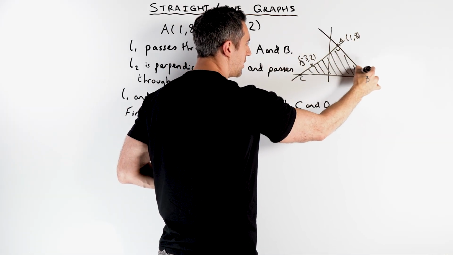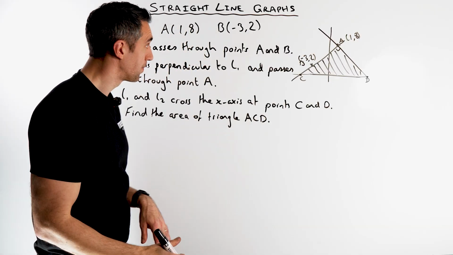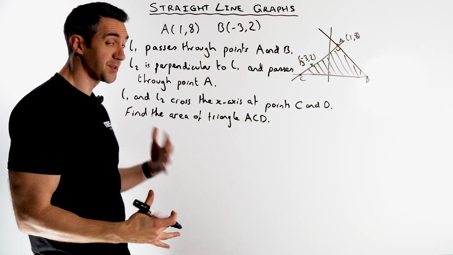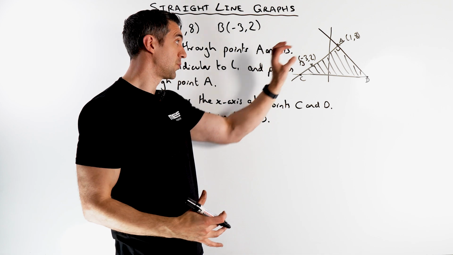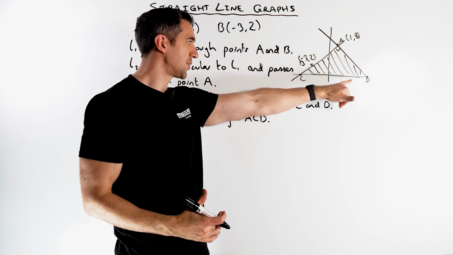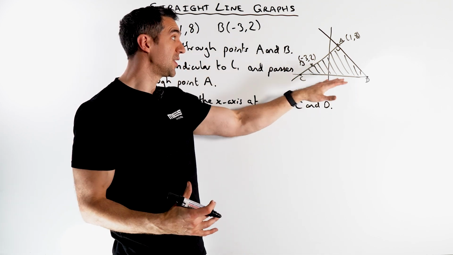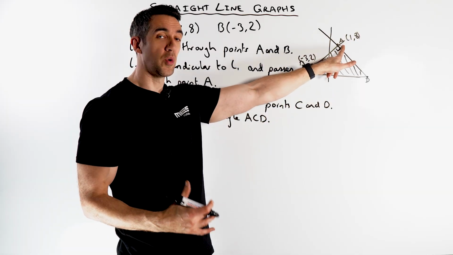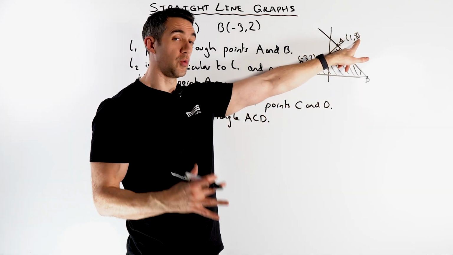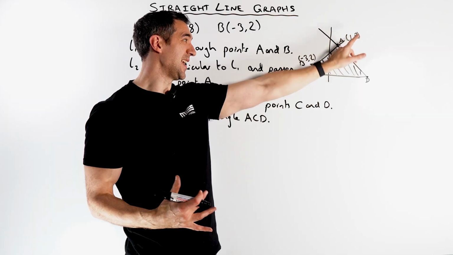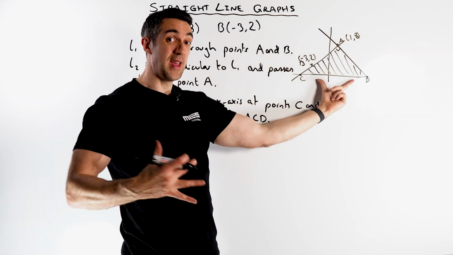So now we can start thinking about what we need to work out. Ultimately, to answer this question, if I said, what's the area of this triangle, I really want to know what this base length here would be. I already know the height, because I've got my point A up here, and I have my y coordinate for that. So I already know the height is 8. So what I'm missing is this length here.